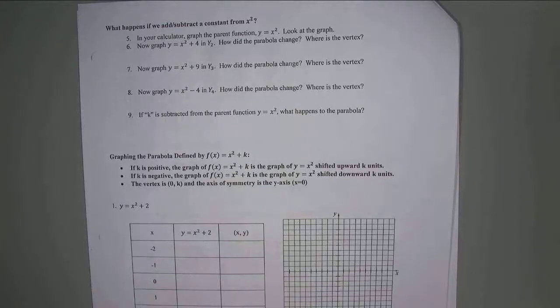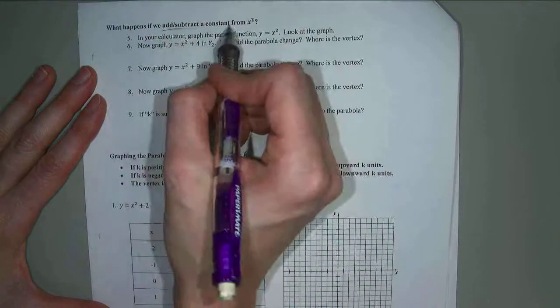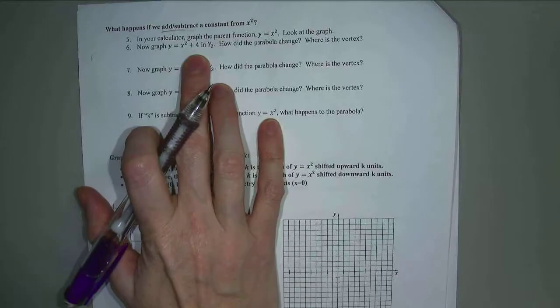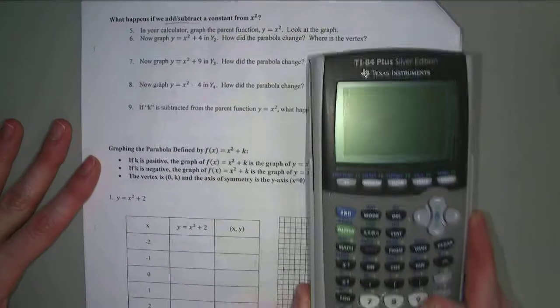Fun, I like it. So now what we're going to do is see what happens when we add or subtract a constant behind x squared, all right? So in our graphing calculator, step number 2, we're still going to keep that parent function of x squared as our y1. But let's add plus 4 behind it and see what happens.